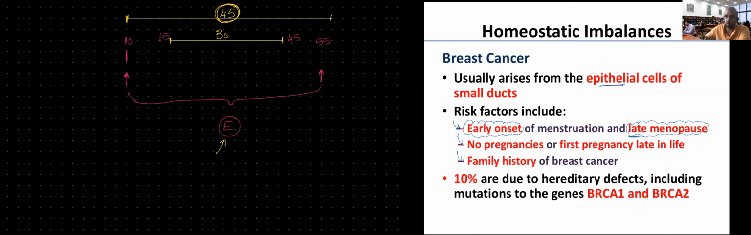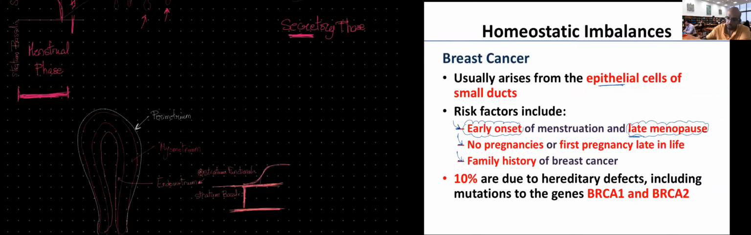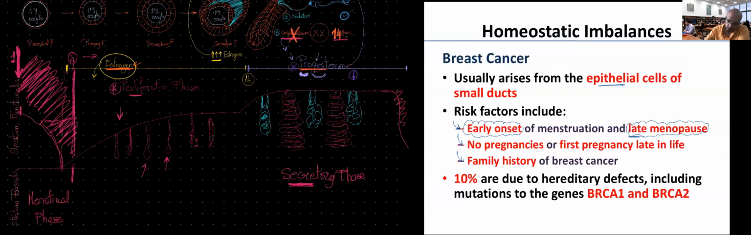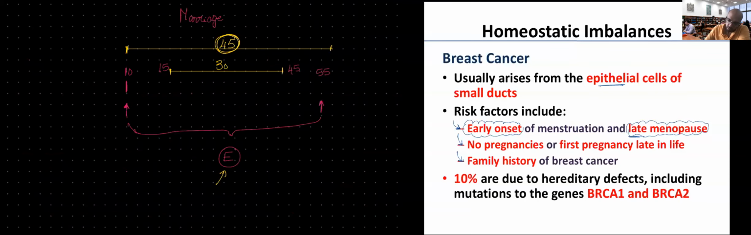Because remember, each month, what is going on in the ovary? Follicles are growing, and those follicles which are growing are releasing estrogen. And the estrogen is actually enhancing and enlarging the development of the breast. So having early menstruation and late menopause means I am a female for a longer time.